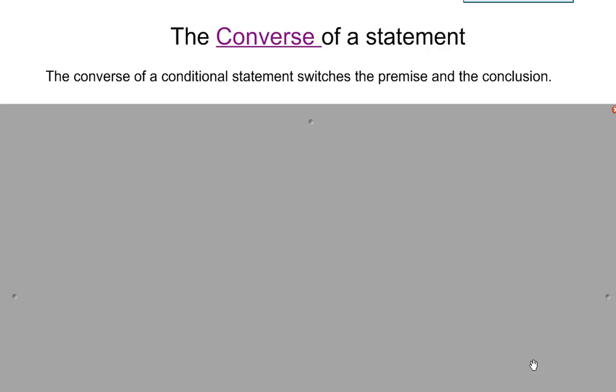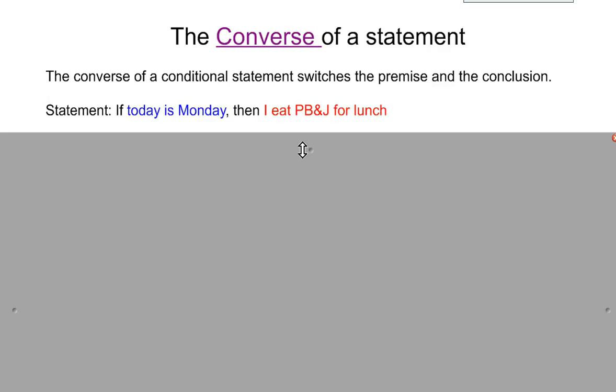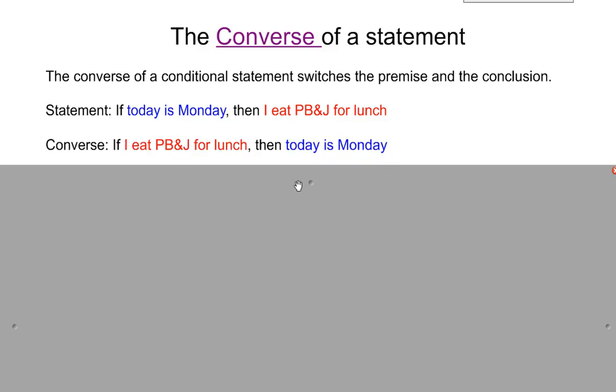So the converse of a conditional statement switches the premise and conclusion. So what used to be the premise is now the conclusion, and what used to be the conclusion is now the premise. Let's take an example, and these examples belong in your notes. So if today is Monday, then I eat PB&J for lunch. So what I'm going to do is I'm going to switch the premise and conclusion, and the converse is if I eat PB&J for lunch, then today is Monday.